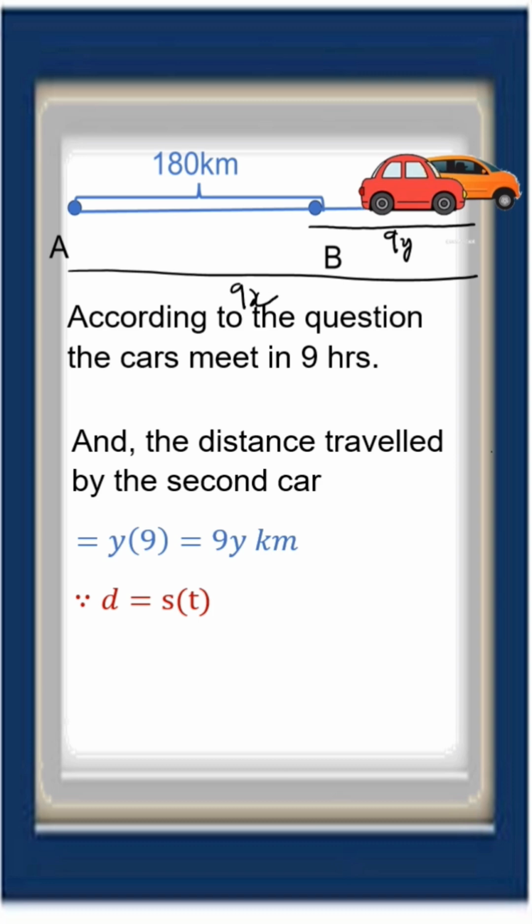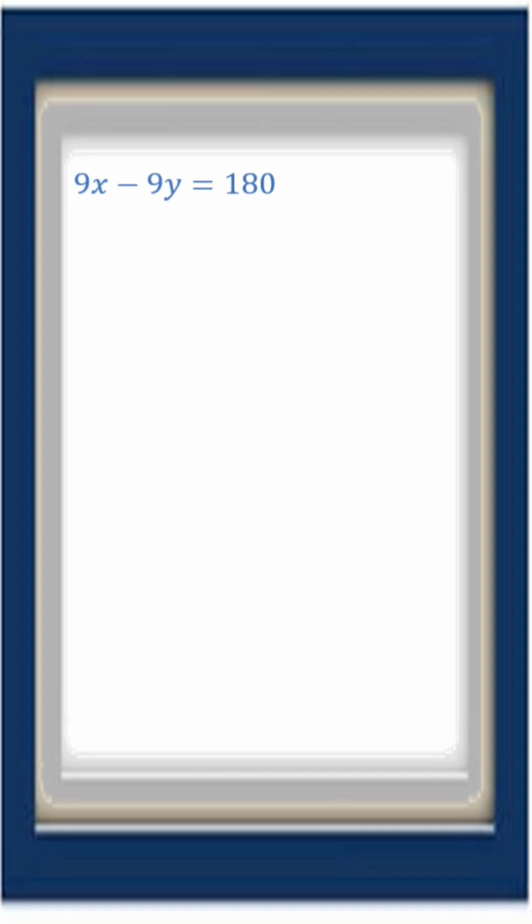If we subtract 9y from 9x, we get 180 kilometer. So now we can form the equation 9x minus 9y is equal to 180. If we take 9 outside the bracket, it becomes x minus y is equal to 20.